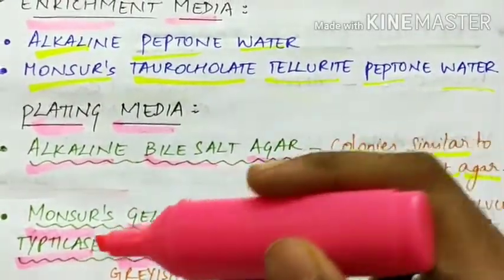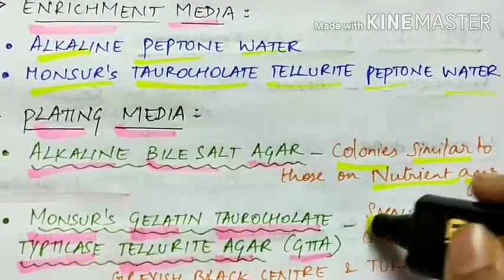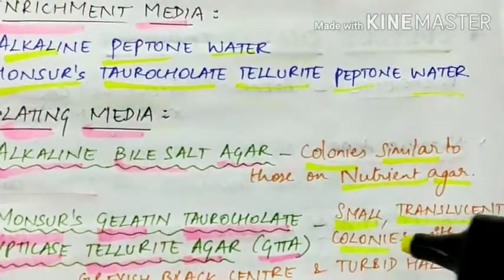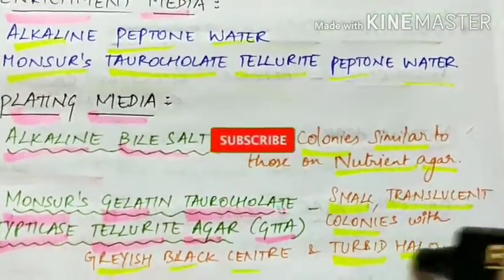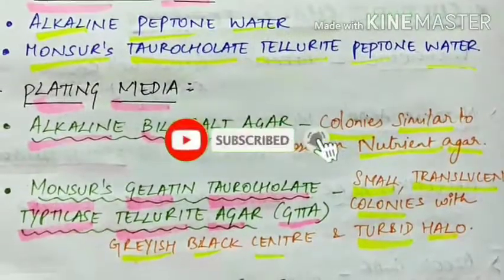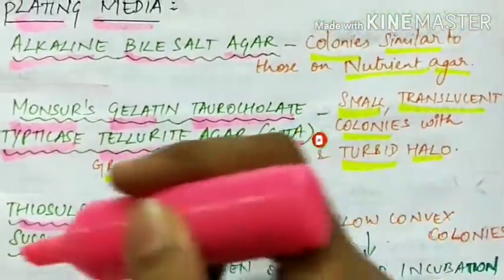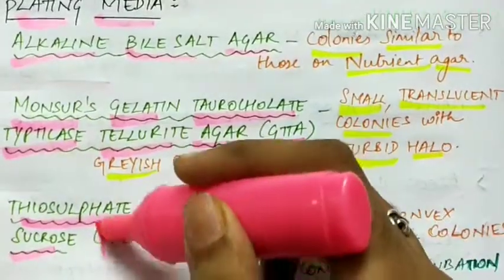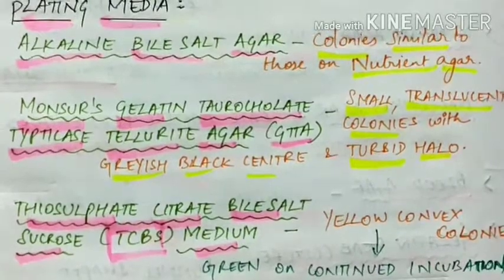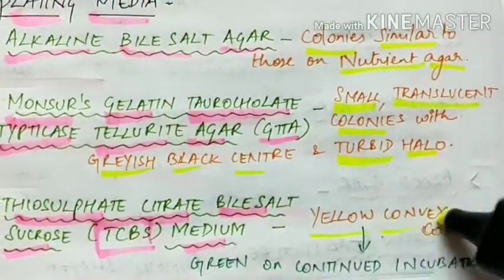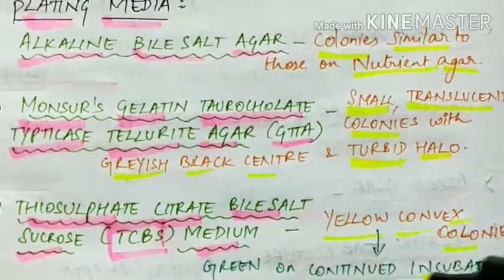Gelatin taurocholate trypticase tellurite agar. Here it produces small translucent colonies with a greyish black center and a turbid halo. Next plating medium is thiosulfate citrate bile salt sucrose medium, that is TCBS medium. Here it produces yellow colored convex colonies which later turn green on continued incubation.